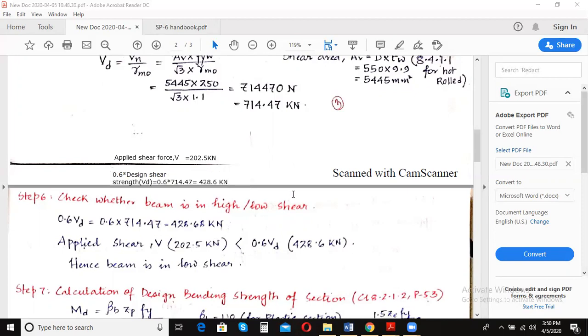So see, now if you compare these two values, then it is clear that the applied shear force is less than this value. Hence the beam is in low shear. Okay, now when this is the case, the design bending strength of the beam has to be calculated according to the specifications in the code. Let's find out. Let me clear all my writings and go back to my code.